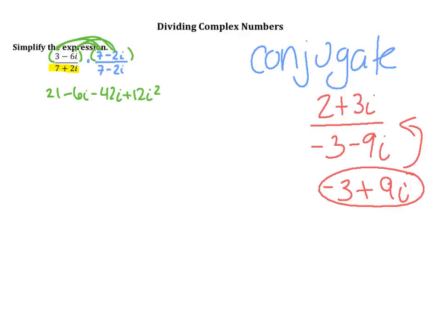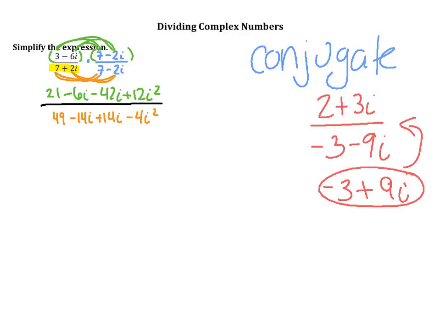Now I need to do the bottom. So I'm going to divide by the bottom. So I have 7 times 7, which is 49. 7 times negative 2i is negative 14i. Then I have 2i times 7, which is positive 14i. And then 2i times negative 2i, which is negative 4i squared.